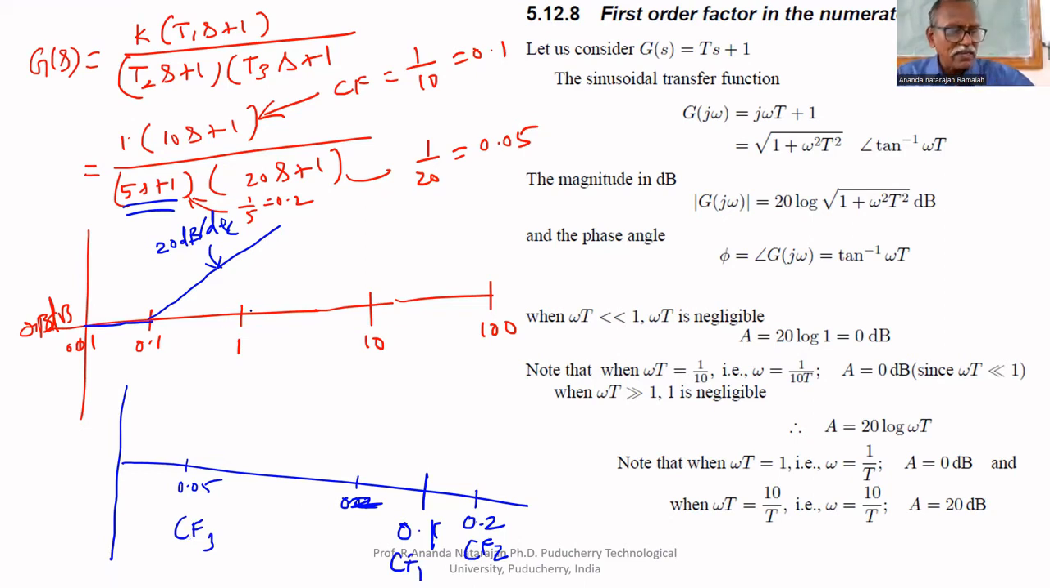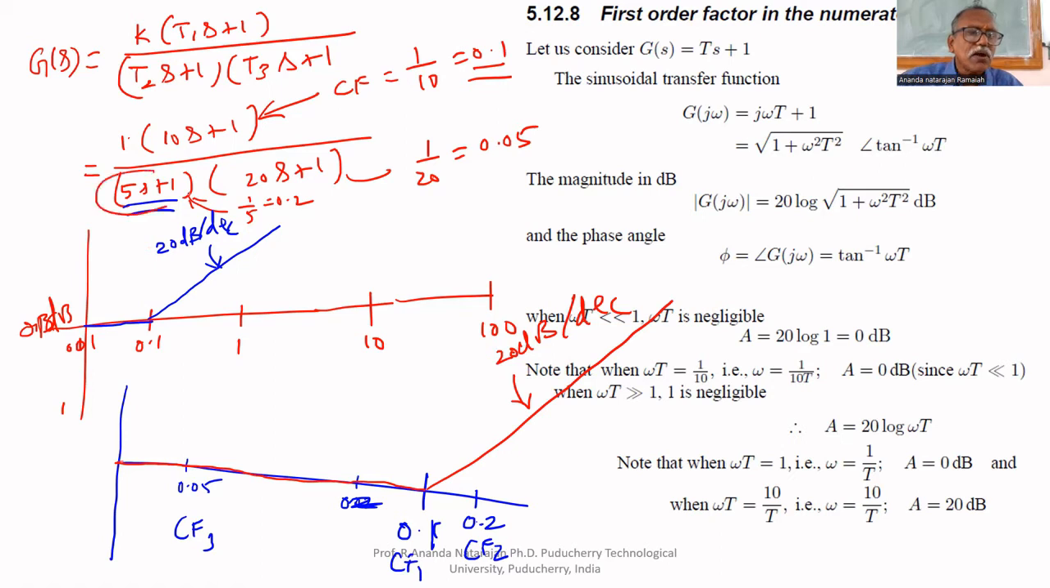Now I am going to draw the plot. The corner frequency is 0.1 and it is in the numerator. That's why up to 0.1 it is 0, in the approximate plot, the asymptotic plot, the Bode plot. After that, it increases at the rate of 20 dB per decade. What is the plot for this?